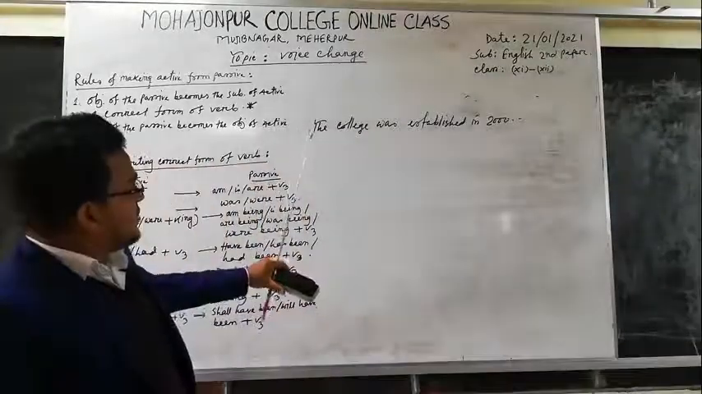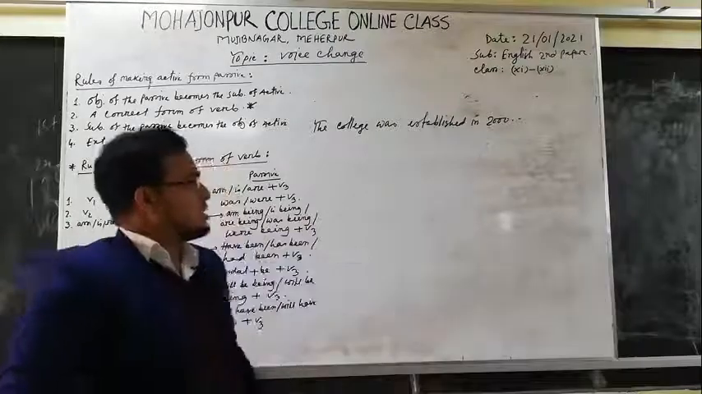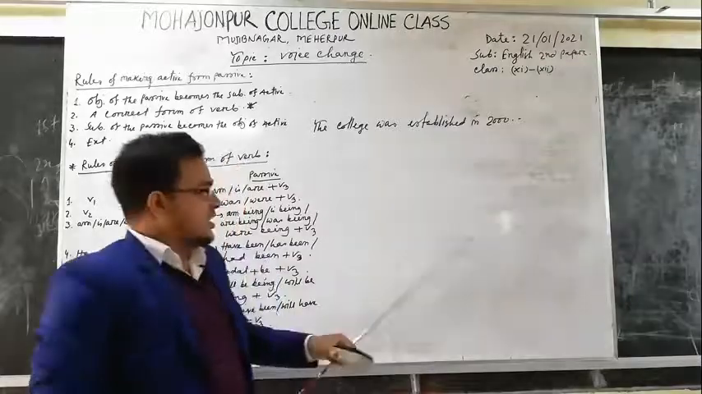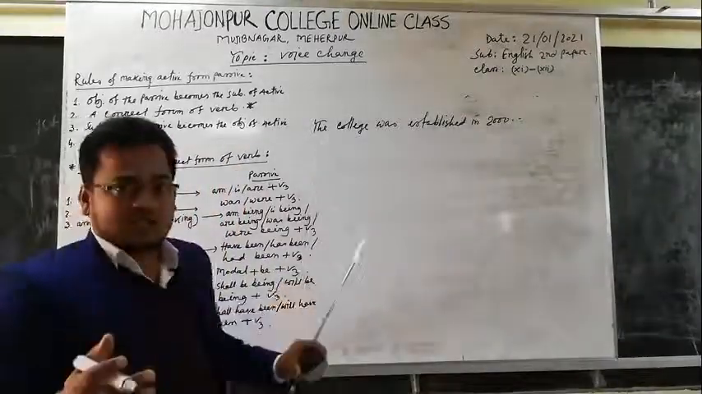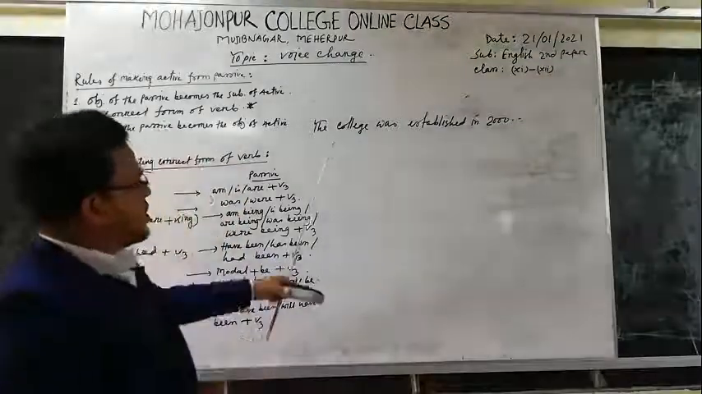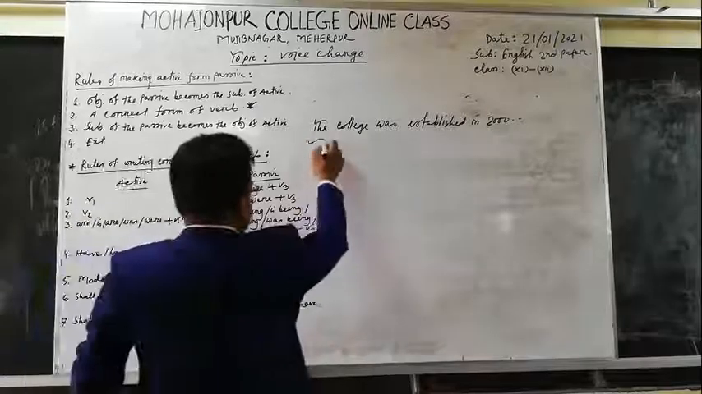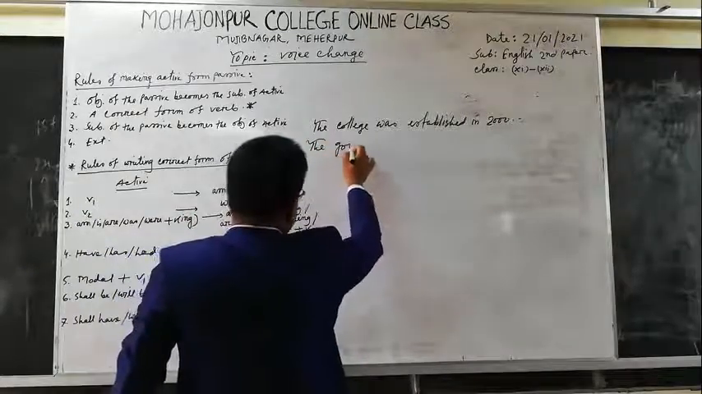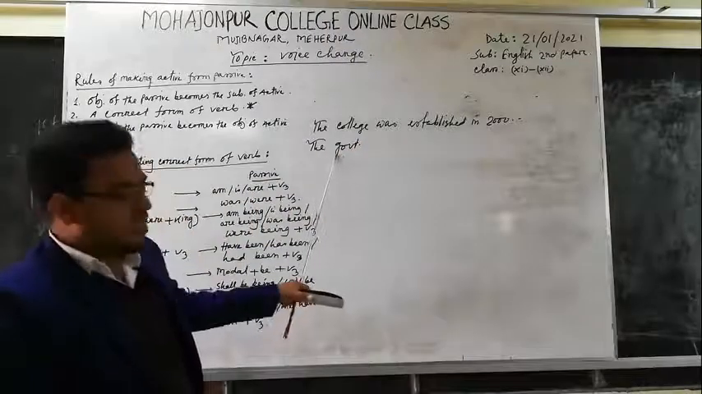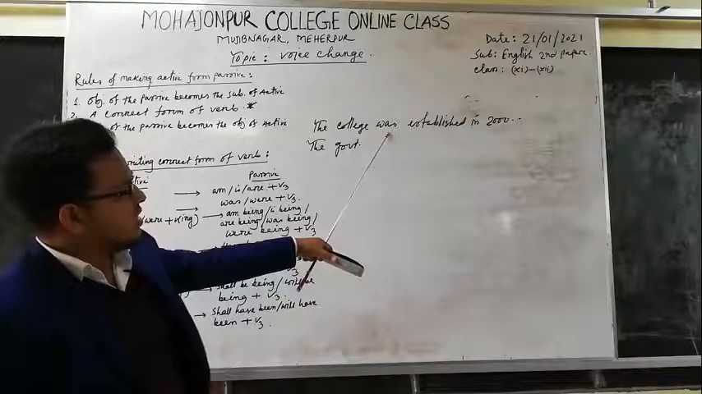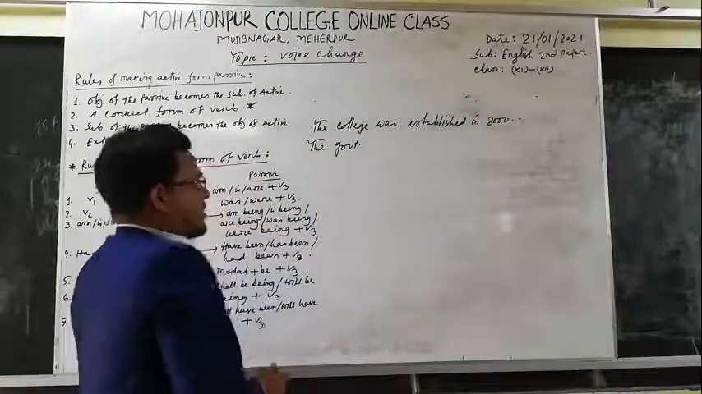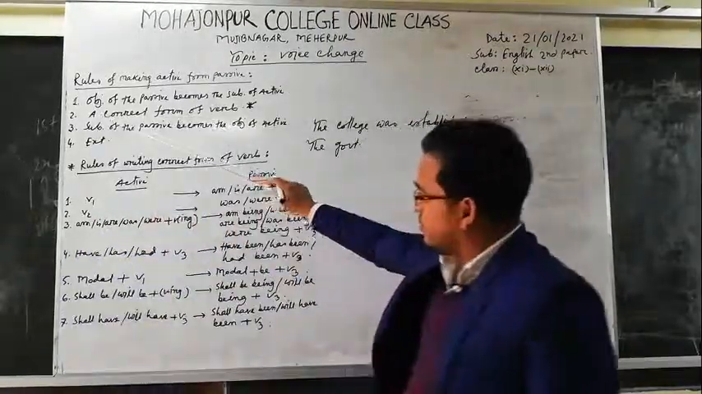My dear students, the college was established in 2000, and no one can establish a college except the government. Clear? Actually, only the government can establish a college, a school, or any other institution. So we can write the government as a subject here, because the government can establish a college.